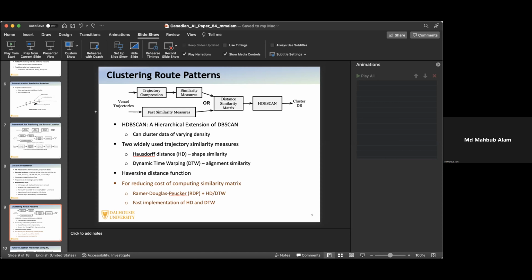We also evaluated two widely used similarity measures, Hausdorff distance and dynamic time warping. In each of these cases, we have used Haversine distance as a distance function. But the main problem is we need to reduce the cost of computing the similarity matrix. We can either reduce the number of points in the trajectory using a line trajectory simplification algorithm like Douglas-Peucker, or we can directly apply a fast implementation of the similarity measurement algorithm. So in our case, for prediction, we have used a fast implementation of the similarity measurement algorithm.